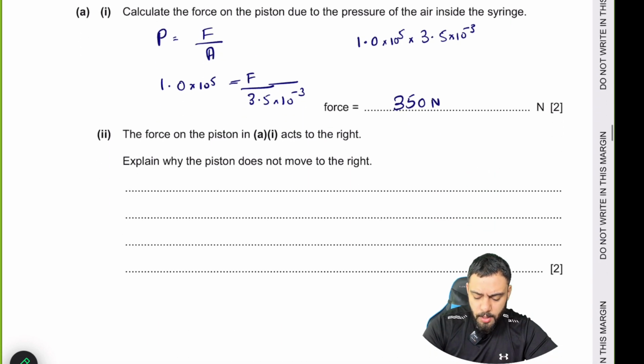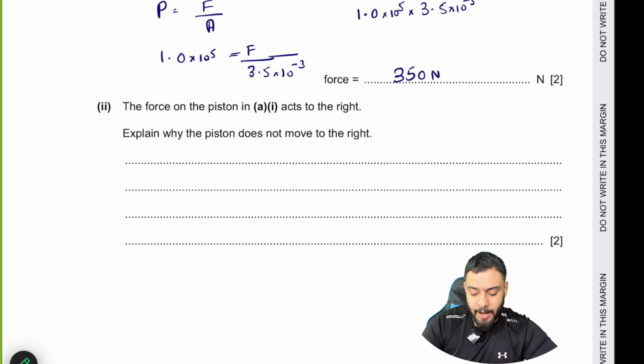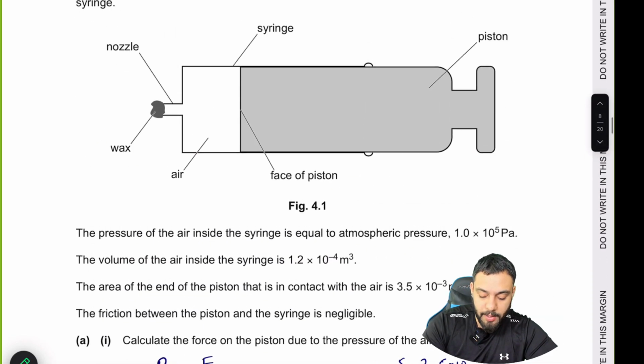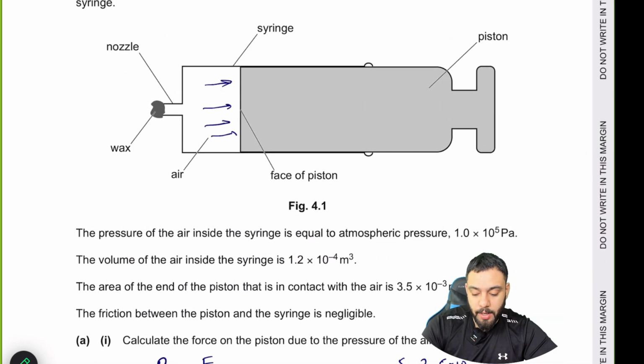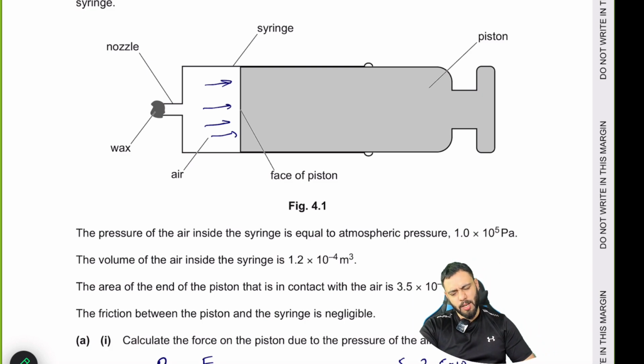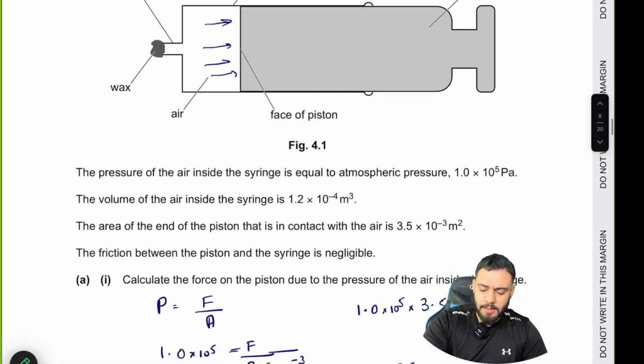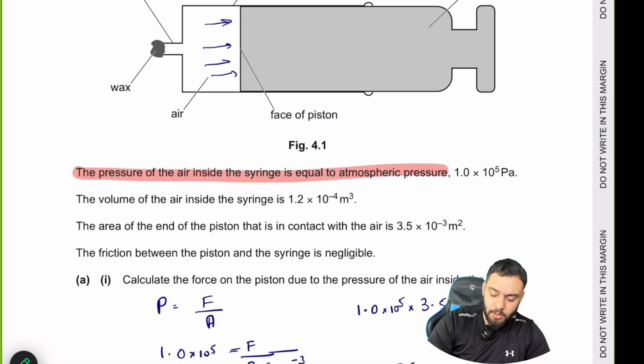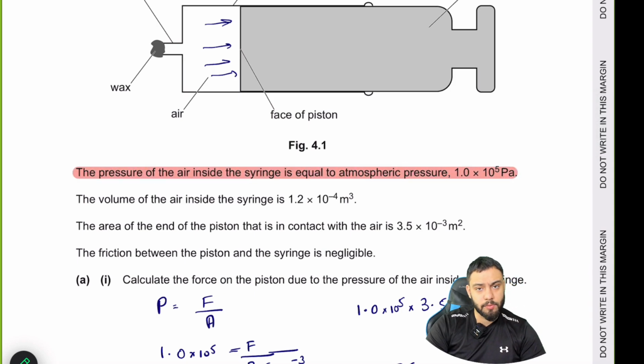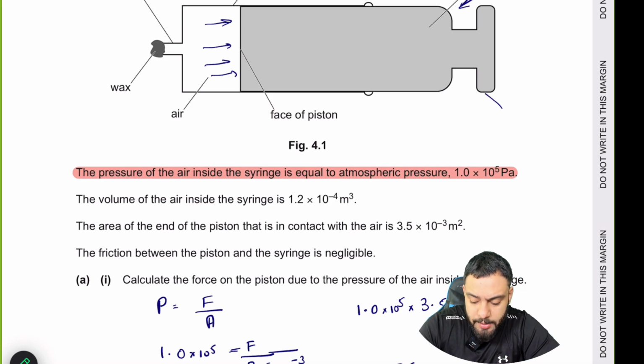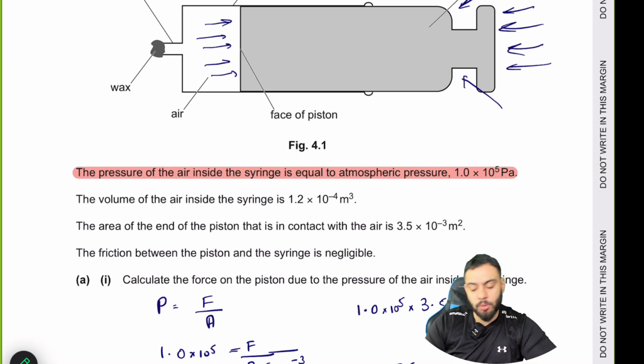Moving on. The force on the piston in A1 acts to the right. Explain why the piston does not move to the right. Okay, so he's saying that this force acts to the right and the piston is not moving. So what is the reason for that? The reason is already in the question. They're saying that the pressure of the air inside the syringe is equal to the atmospheric pressure. So always remember that the pressure exerted by the atmosphere is equal to the pressure inside. So there's no extra pressure and the pressures are balanced.